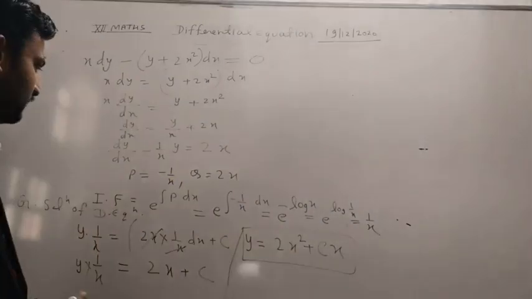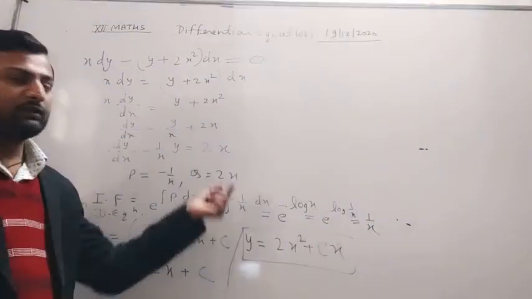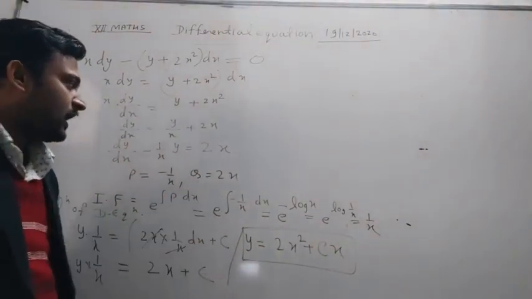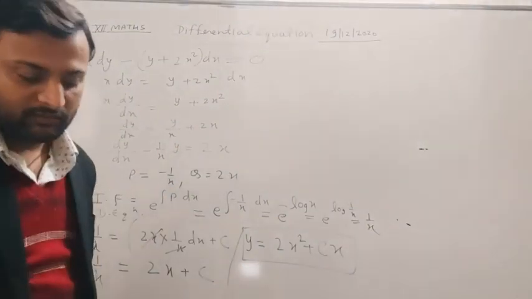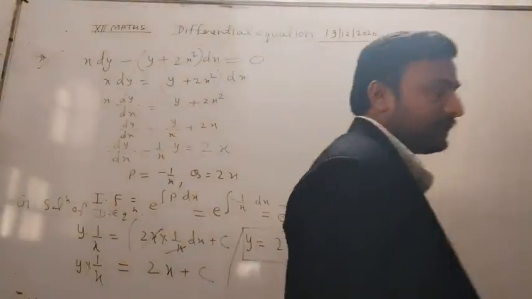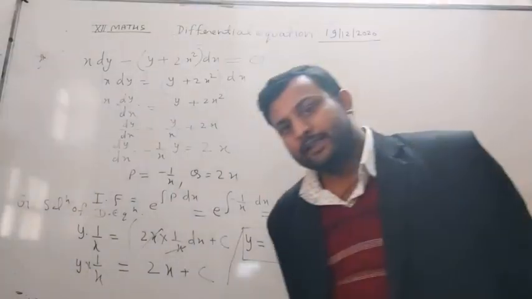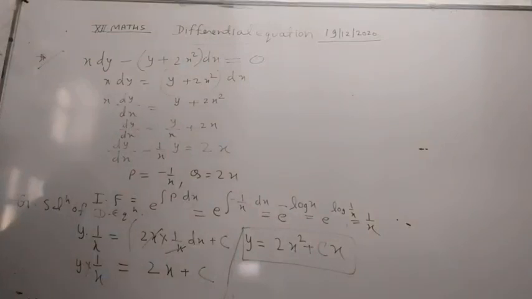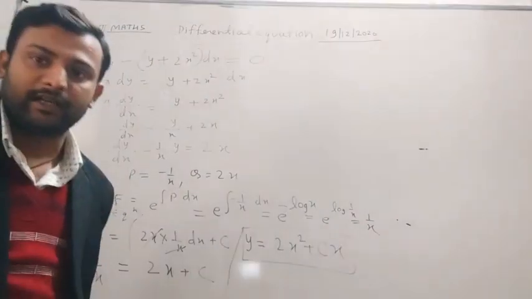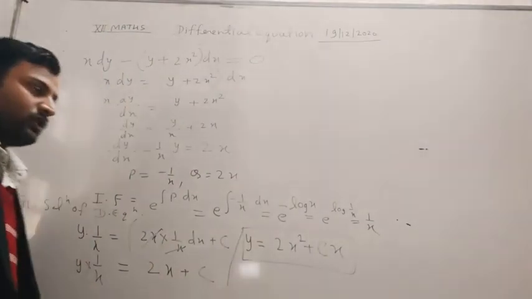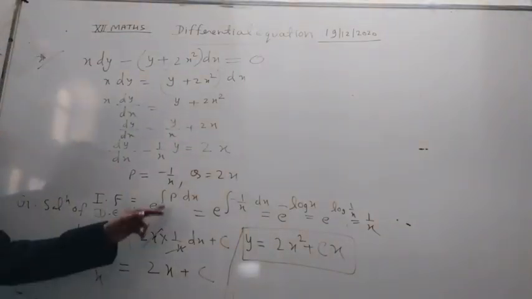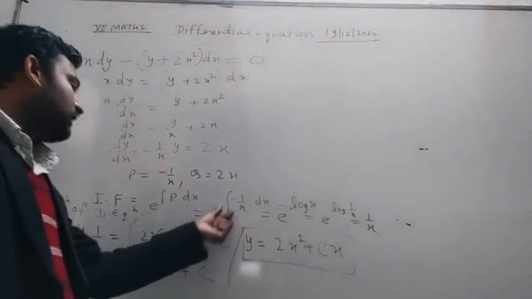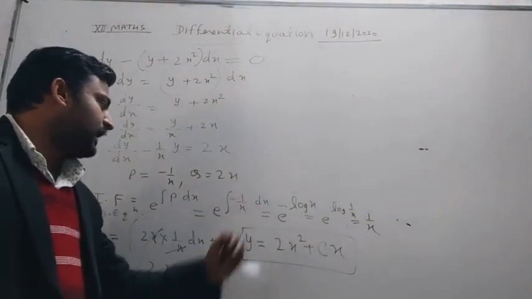We are comparing with dy by dx plus Py is equal to Q. We are saying that P is minus 1 by x and Q is 2x. So after comparing, we are getting that this differential equation is a linear differential equation. So to find out the solution of a linear differential equation, you know, first we find out the integrating factor. So our integrating factor is e to the power integration of P dx. Okay, student. So e to the power integral of minus 1 by x dx.